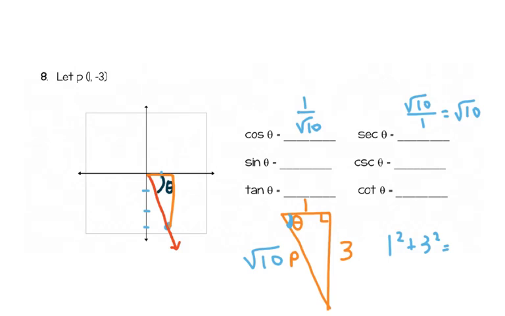Okay, the next one is sine. So sine is opposite. So because theta is our angle, opposite is 3. So 3 over square root 10. And then cosecant would be square root 10 over 3. Okay, tangent, again, based on theta being our angle, is opposite over adjacent. So 3 over 1. I do expect that you will simplify that to 3. Cotangent then would be 1 over 3.